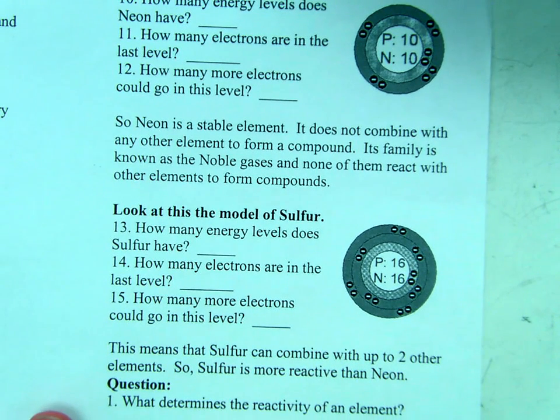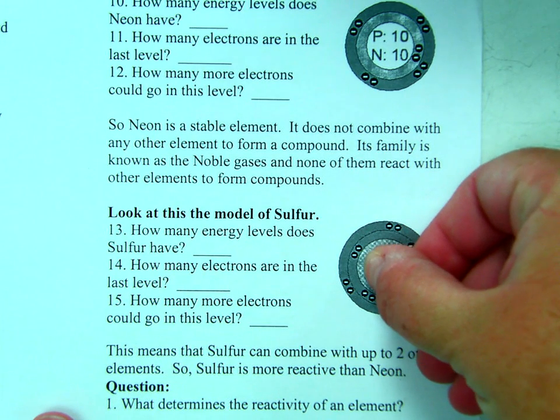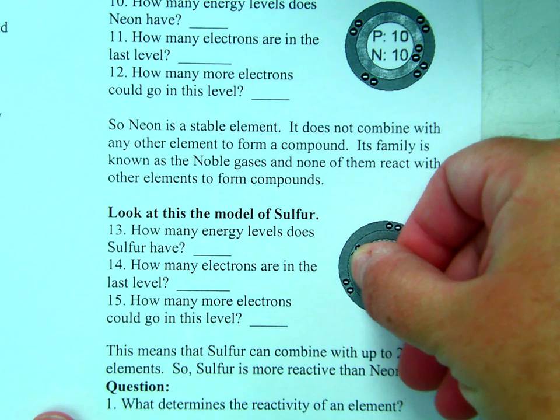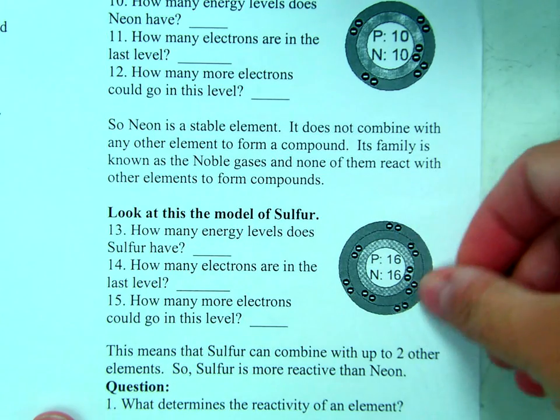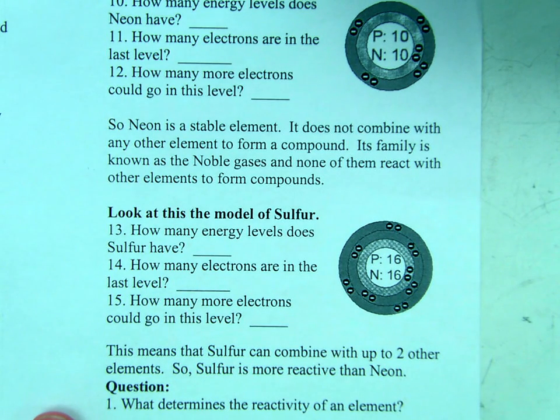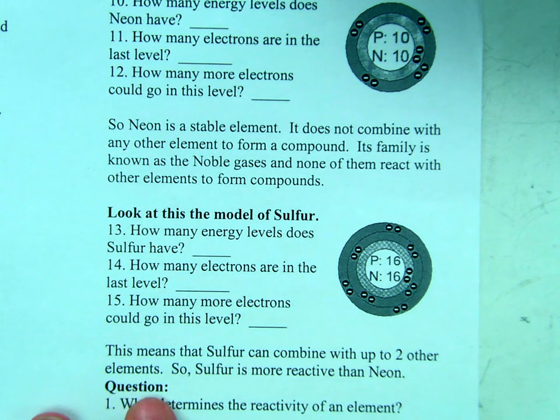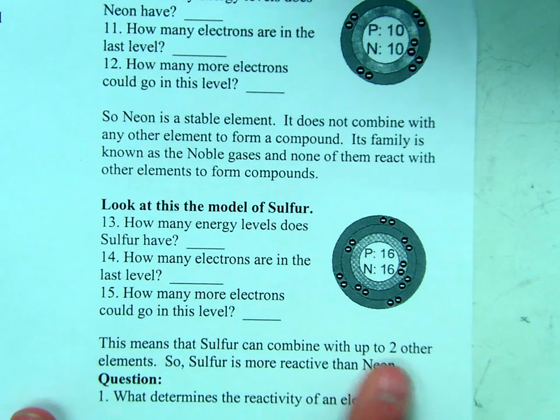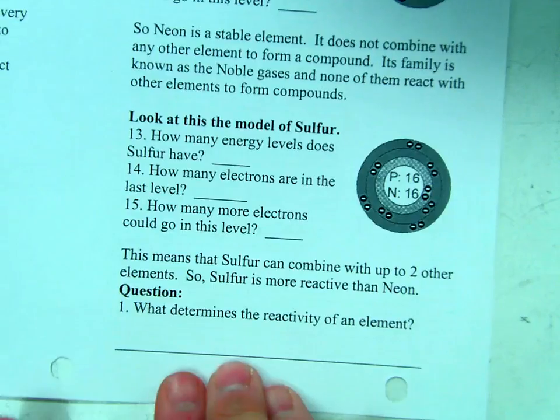How many more could go in this level? Remember the rules. 2, second level 8, third level could have up to 18, but we only have 6, so 6 taken away from 18 gives you 12. Now this says, this means that sulfur can combine with up to 2 other elements, so sulfur is more reactive than neon. Now, the reason it says up to 2 other is because the outer energy level is not full. So what determines the reactivity of an element?